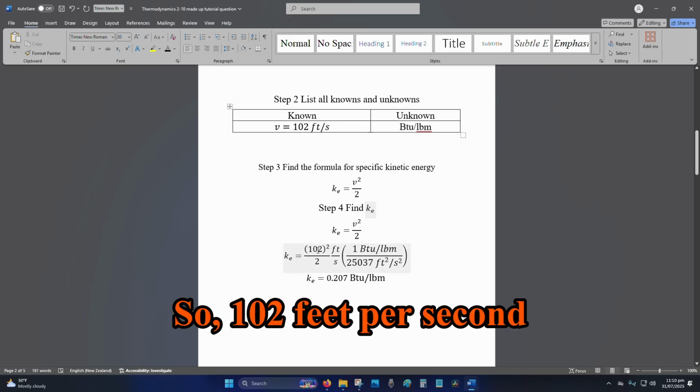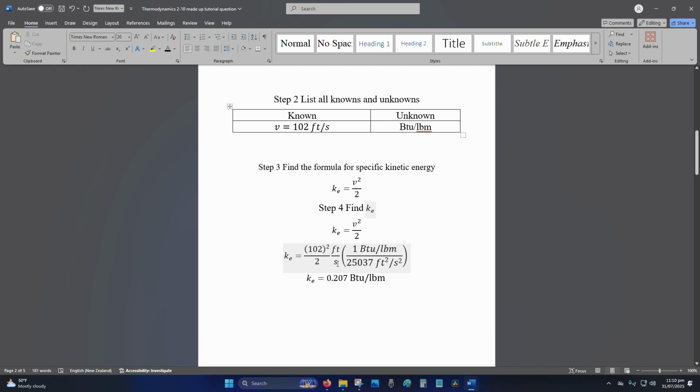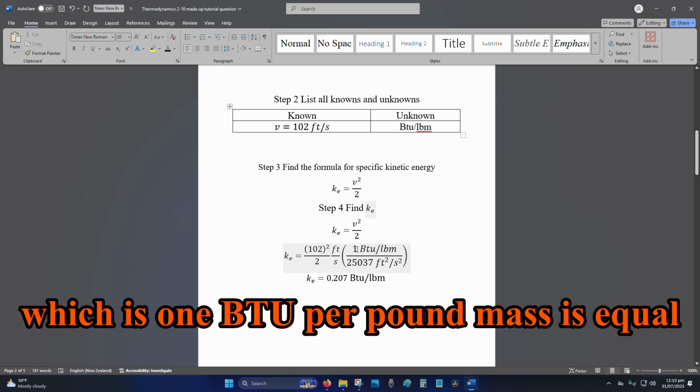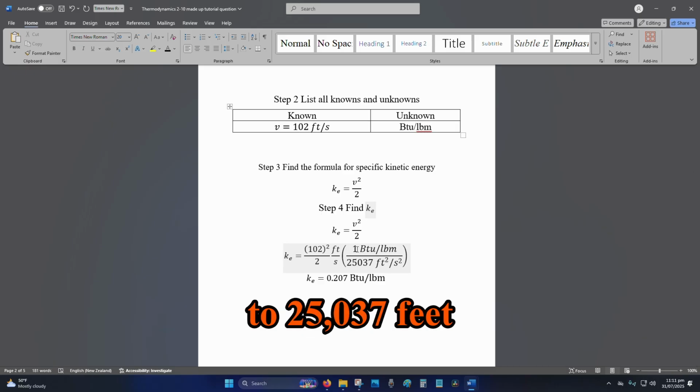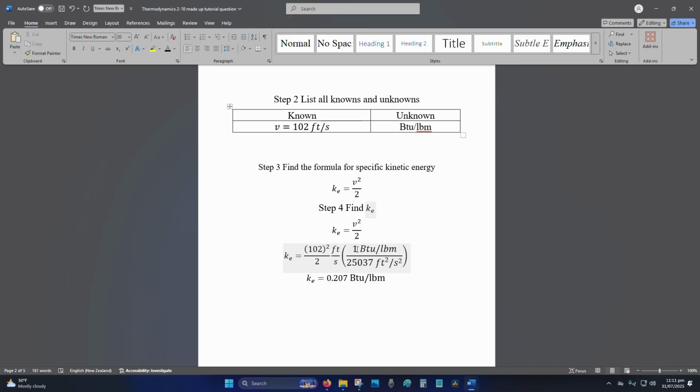So 102 feet per second squared divided by 2, then multiplied by your conversion factor, which is 1 BTU per pound mass, is equal to 25,037 feet squared per second squared.